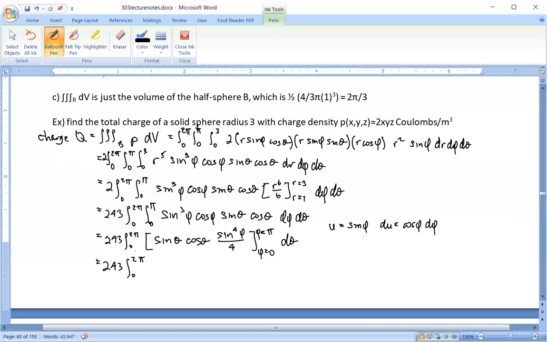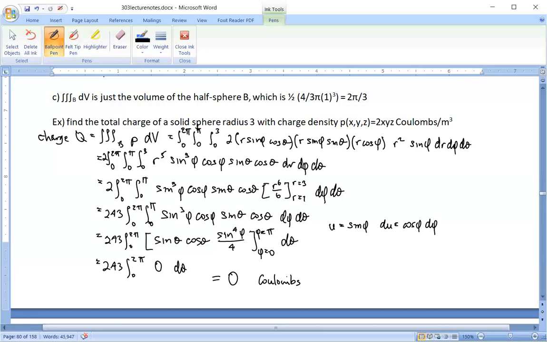So plugging in phi equals pi, sine of pi is 0, so that's just 0. Plugging in phi equals 0, sine of 0 is just 0. So put that all together and you just get 0. Well, if I'm integrating 0, that just gives me 0. So it's 0 coulombs.